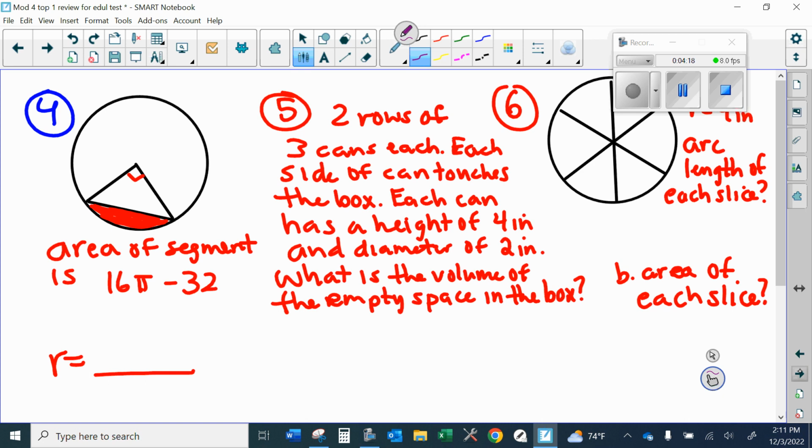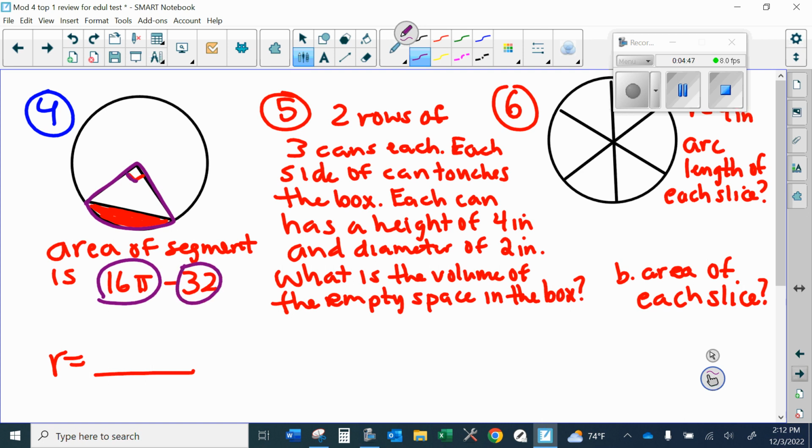Number 4, find the area of the segment. So that means I need to find the area of this sector right there and subtract off the area of the triangle. It tells me the area of the segment. And what's the radius? Well, we know the area of the segment is the area of the sector minus the area of the triangle.